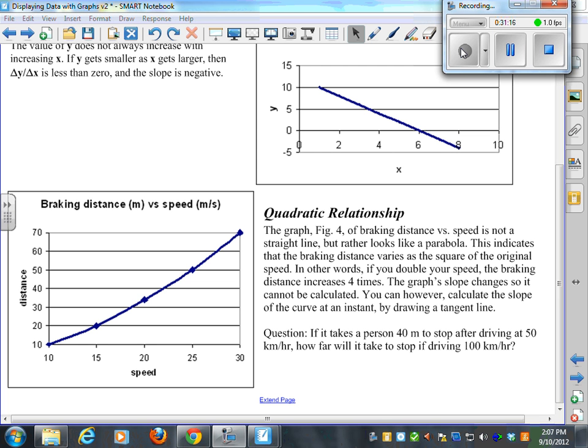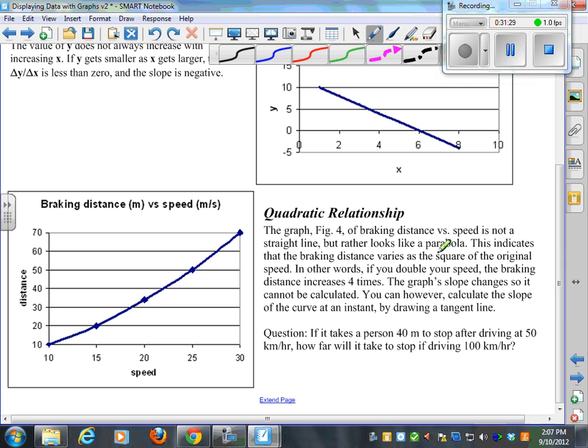Figure 4, distance versus speed, is not a straight line, but rather looks like a parabola. Actually, just the right side. This indicates the braking distance varies as the square of the original speed. Now, what the heck does that mean? I'll get to that in a second. In other words, if you double your speed, the braking distance increases 4 times. How did I get the number 4? 2 squared.